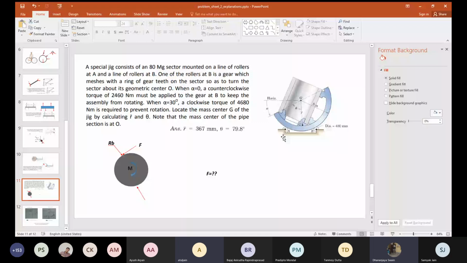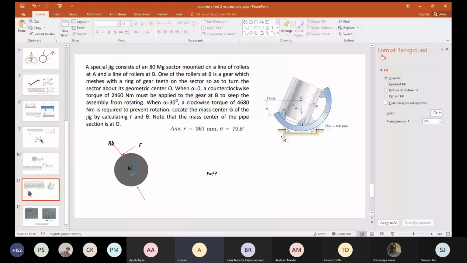Please explain the gear once again. Yes, I'm doing that. The first sentence is: special jig consists of an 80 megagram sector mounted on a line of rollers at A. So since it's a roller, you don't have any tangential force. Now coming to B, the gear at B.